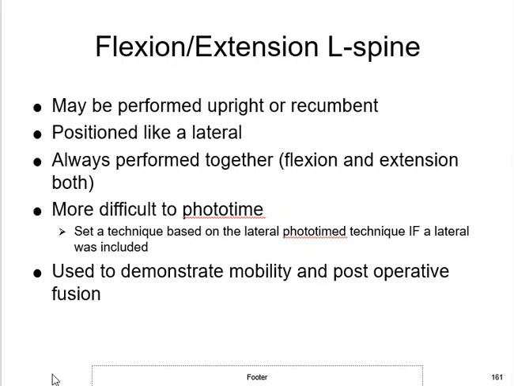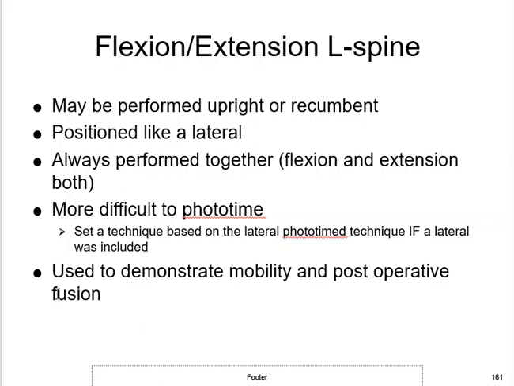So what you might want to do is take your lateral first and then turn your phototimers off and set a technique based on what the technique was for your lateral. So if you've got a good technique for your lateral, if your S number was good and your image looks good, then turn your phototimers off and just set a technique as close as you can to the technique that was shot with the phototimers for the lateral. And then what you're going to do is have the patient bend forward. If they're on the table, you can kind of have them ball up.